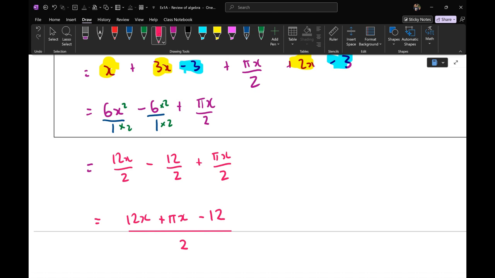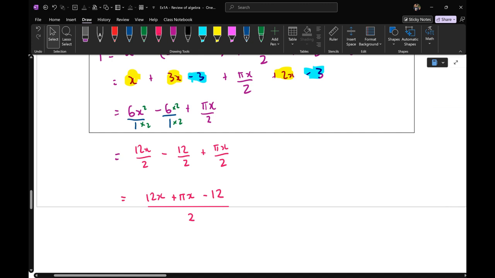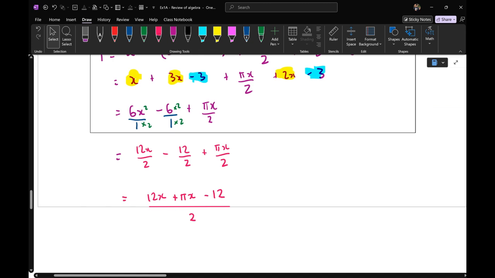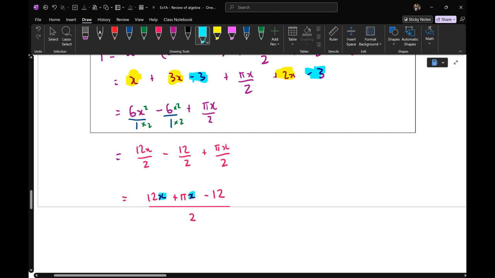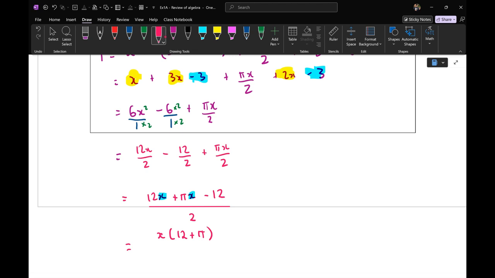And if I had to be nitpicky at a year 12 level, I wouldn't be happy with my students leaving their answer like this as well. What do you think we can do to simplify it just a bit further? I'm really pushing you guys here, I know. Anyone know? Add 12x and pi x, which you can't add because they're not the same numbers, 12 plus pi, but you can factorize. They both have an x, so at year 12 level, you would take out the x: x times (12 plus pi) minus 12, all over 2. And that will be considered 1 mark.